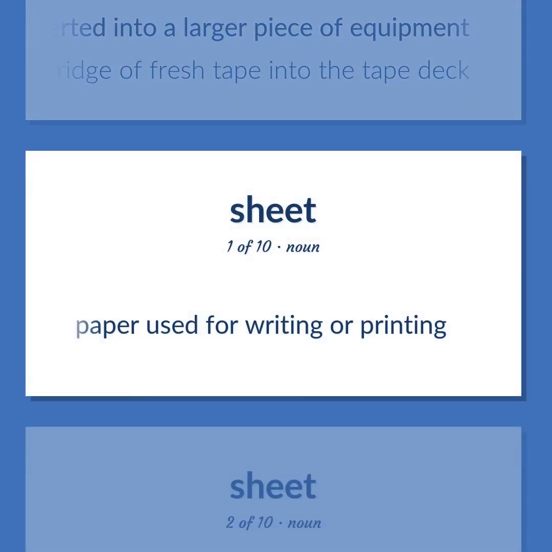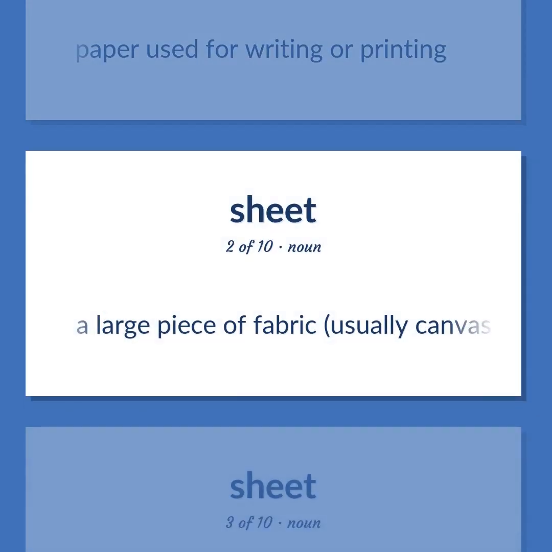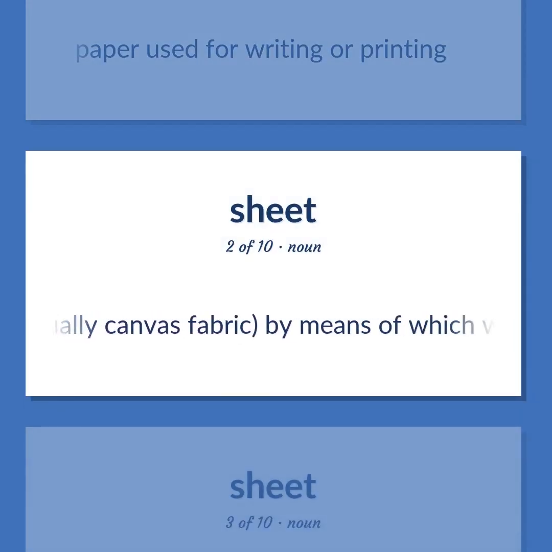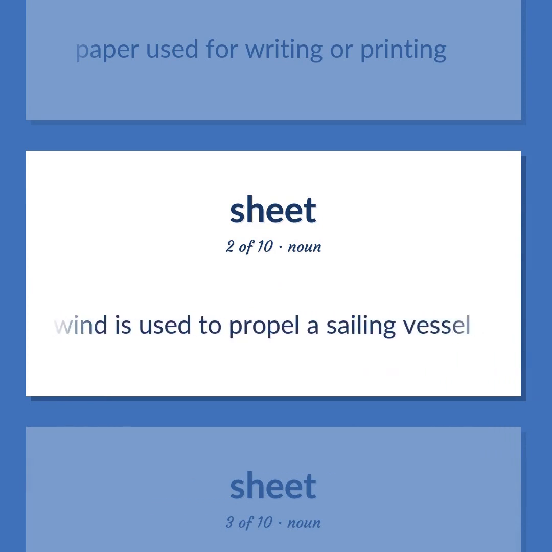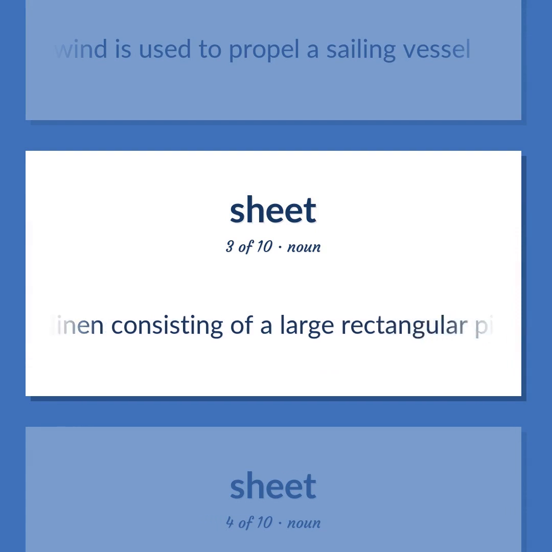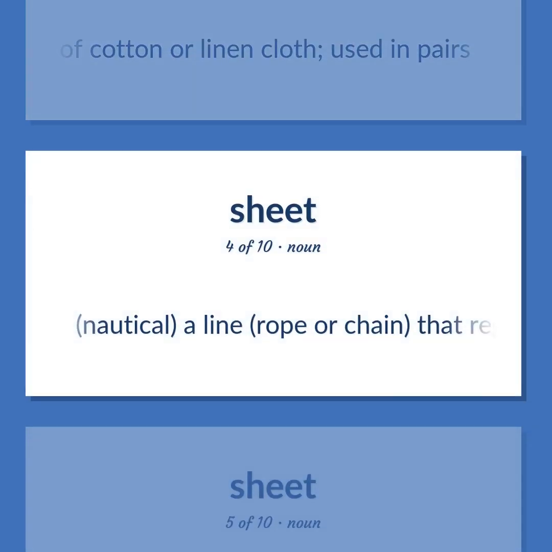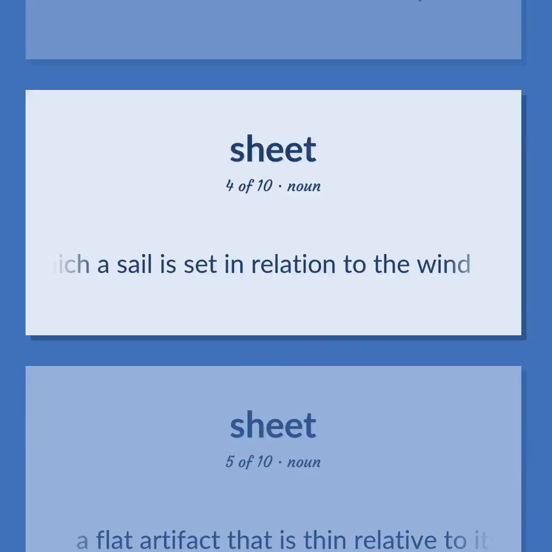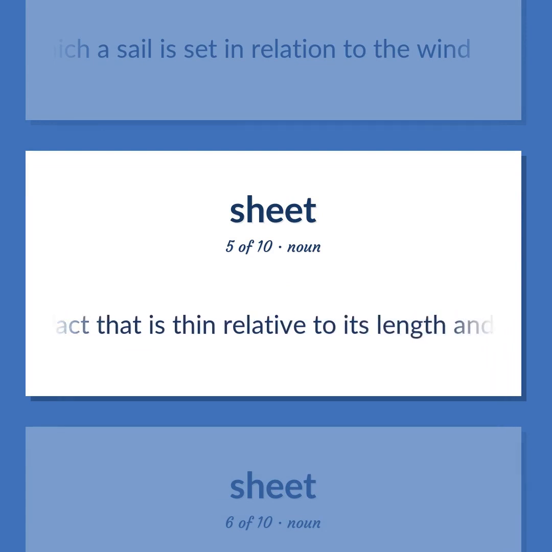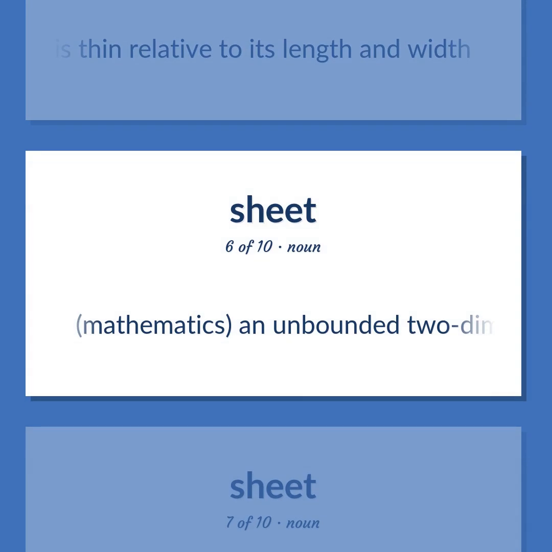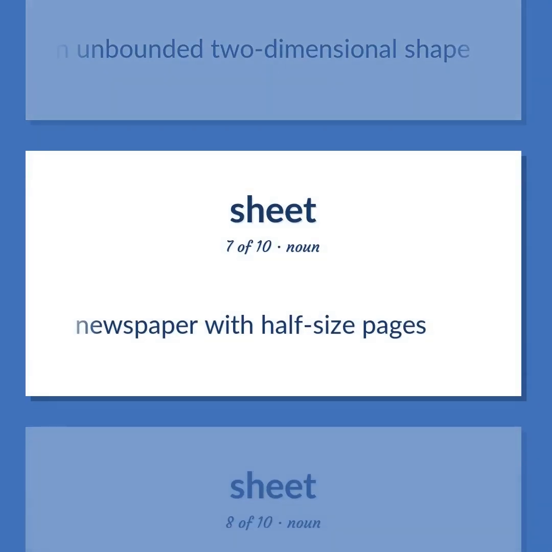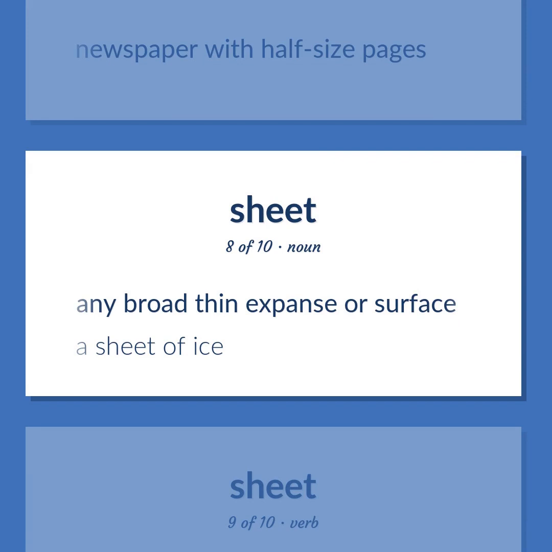Paper used for writing or printing. A large piece of fabric, usually canvas fabric, by means of which wind is used to propel a sailing vessel. Bed linen consisting of a large rectangular piece of cotton or linen cloth, used in pairs. Nautical. A line, rope or chain, that regulates the angle at which a sail is set in relation to the wind. A flat artifact that is thin relative to its length and width. Mathematics. An unbounded two-dimensional shape. Newspaper with half-size pages. Any broad thin expanse or surface. A sheet of ice.